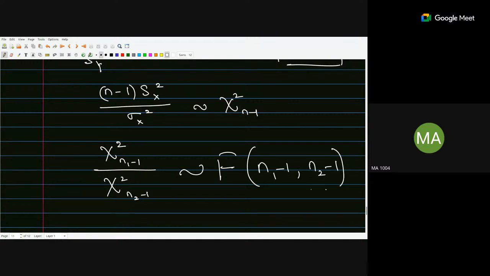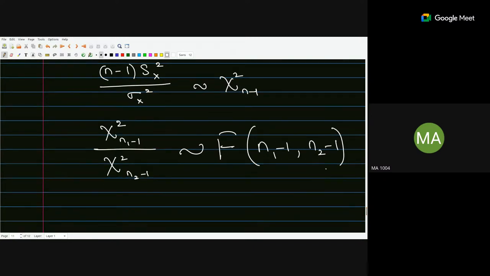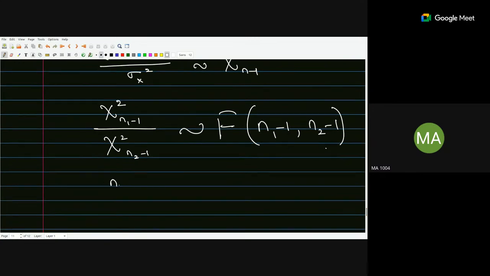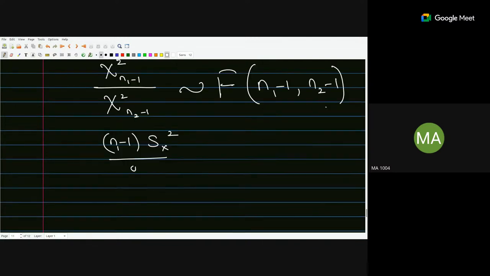So this F distribution will depend on both n1 minus 1 as well as n2 minus 1. Let us write down what this is. This is (n1 minus 1) Sx square by sigma x square. Here we took it as sigma 1 square, right? You just go above and see. For the x distribution, we have the variance sigma 1, divided by n2 minus 1, Sy square divided by sigma 2 square.